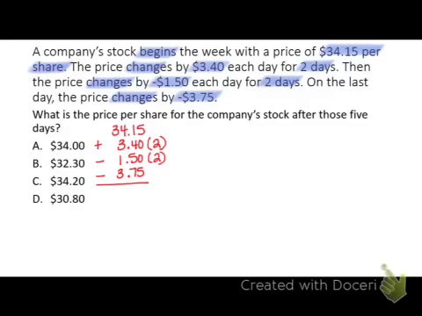This problem is a review from Unit 1 where you're having to account for the positive and negative signs indicating which operation to use. So if a company stock begins the week with a price of $34.15 per share, that number is positive. If the price changes by $3.40 each day for 2 days, then again that number is positive, but you have to account for the 2 days. Then the price changes by negative $1.50 each day for 2 days, again for 2 days. On the last day, the price changes by negative $3.75.